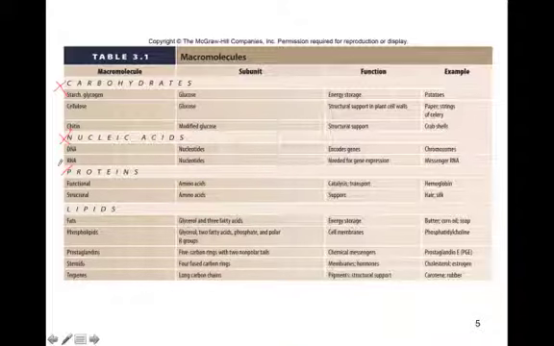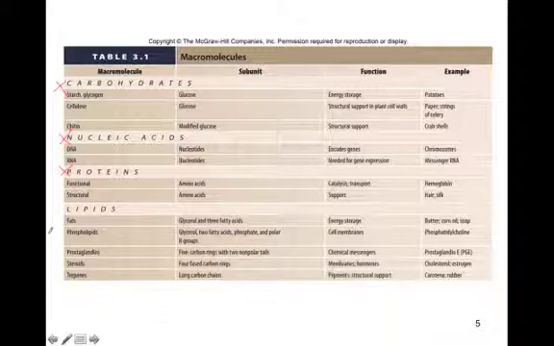And then proteins. Proteins consist of functional proteins, which are proteins that do things, like enzymes. And then structural proteins, that are things like support structure. Hair and skin has a lot of protein in it.